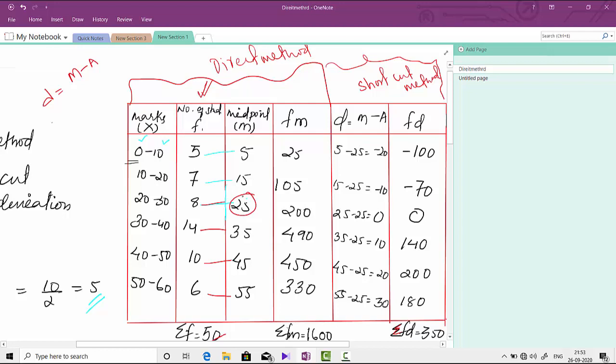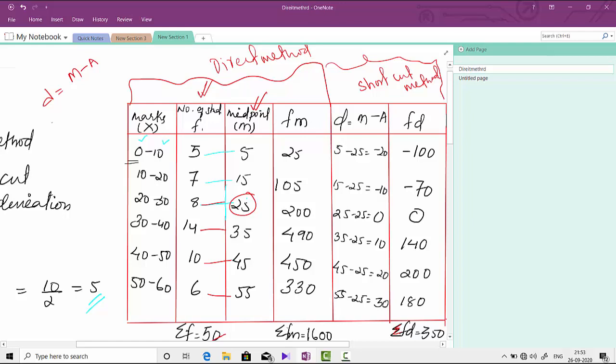I think I made it very clear in discrete series and individual series, you assume the mean from the x value. In continuous series, you are going to assume the mean from the midpoint value. From here, you have to assume one mean and put it in the formula: D is equal to m minus a. So this is how we calculate the value of D.